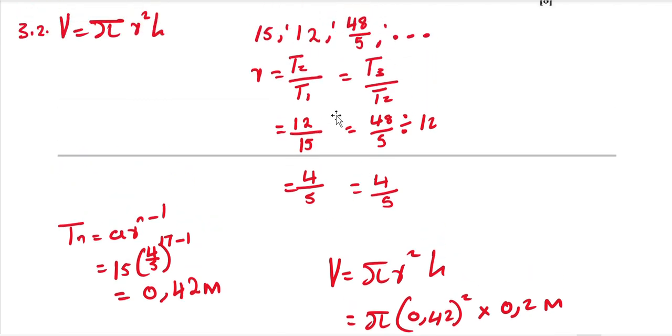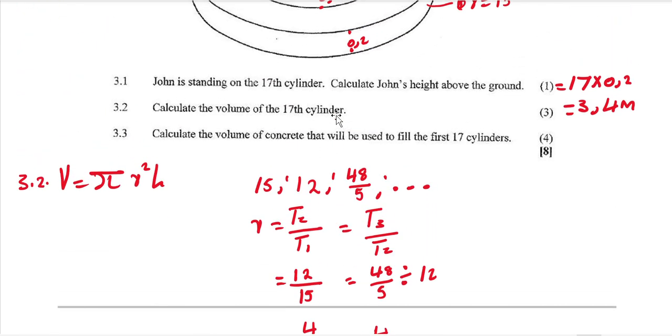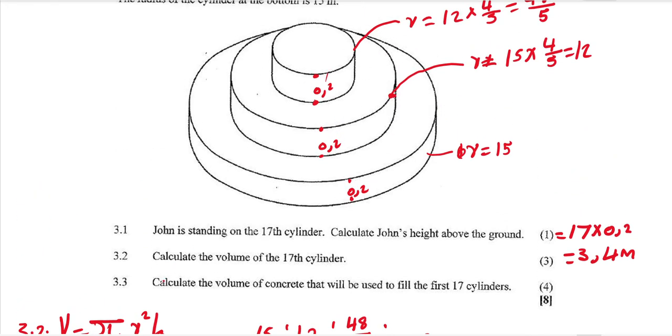So let's go to number 3.3. They say calculate the volume of the concrete that will be used to fill the 17th cylinder. They want the volume of concrete that will be used to fill the 17th cylinder. What are we going to do?